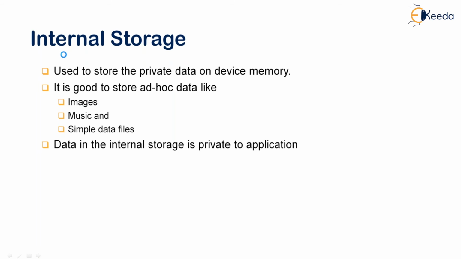What can it contain? The internal storage is good to store ad hoc data. Something like images, music, simple data files are going to be stored in this internal storage. This is where you go in your mobile files. The file structure, inside that you're going to see the data, how it usually happens. That is what I'm talking about.